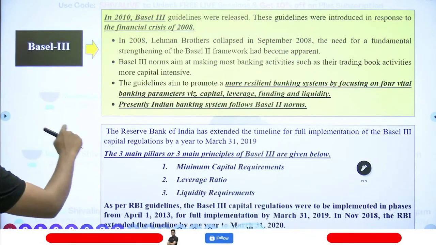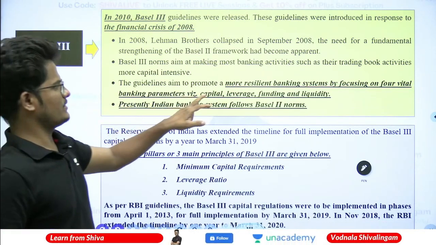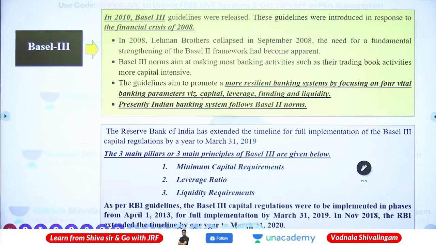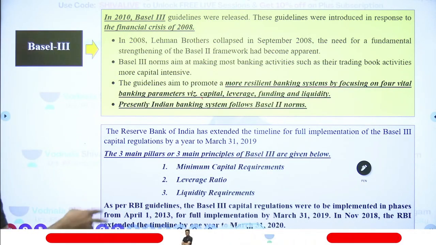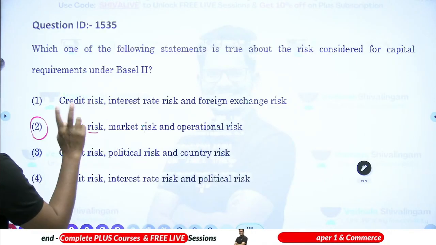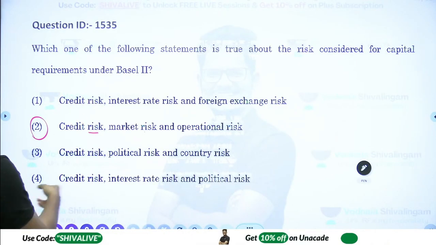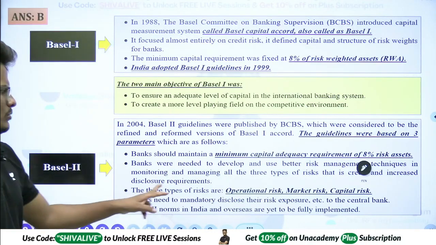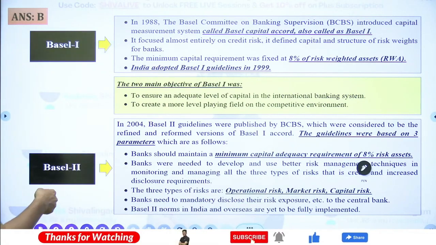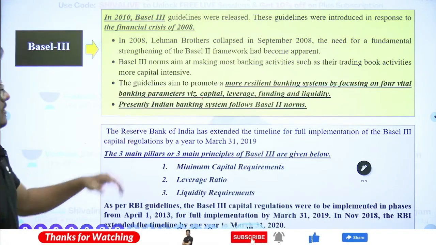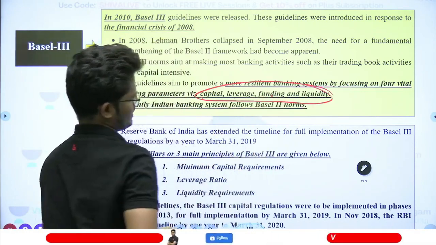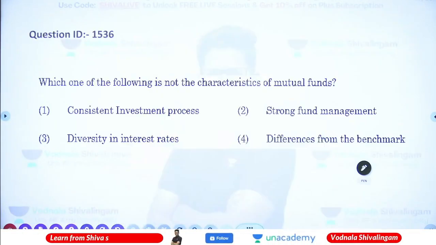You can just look at Basel III, which has four types of risk: capital, leverage, funding and liquidity. Total four are there, but out of the given options, one is capital risk and interest rate risk, and the other is credit risk, market risk and operational risk. Basel 2 they are asking, sorry. In Basel 2 it means operational, market, capital, that is credit risk, market risk and operational risk. But Basel 3 has four risks: capital, leverage, funding and liquidity. Total four components in Basel 3.